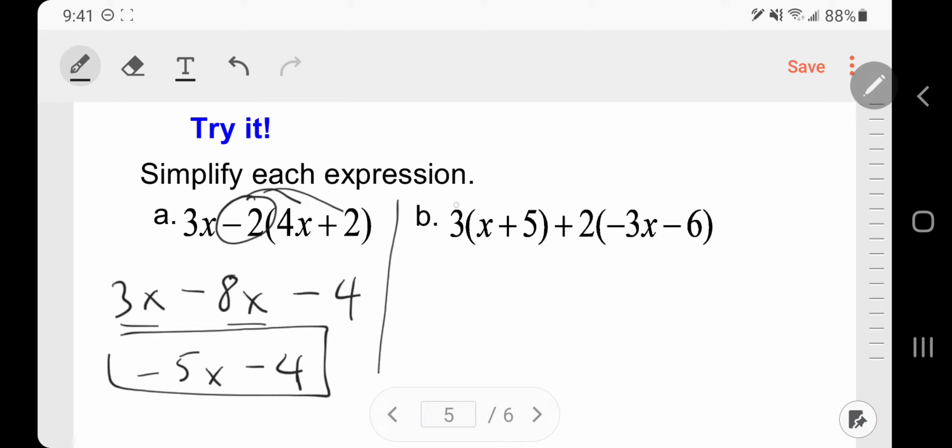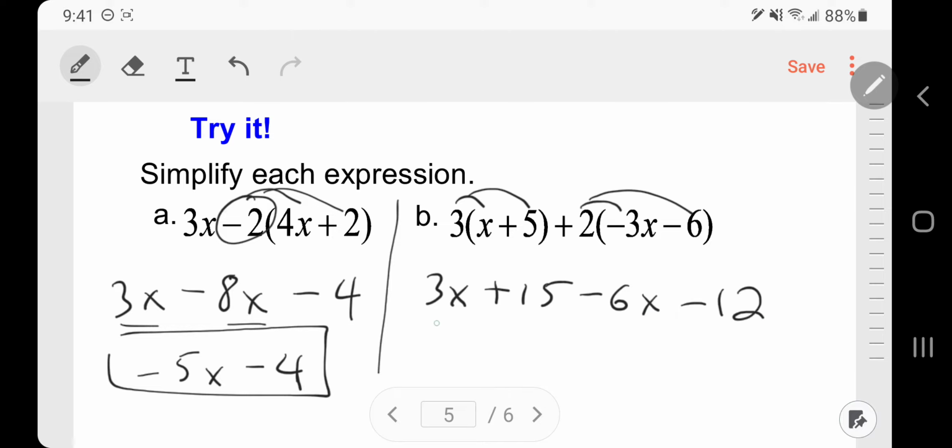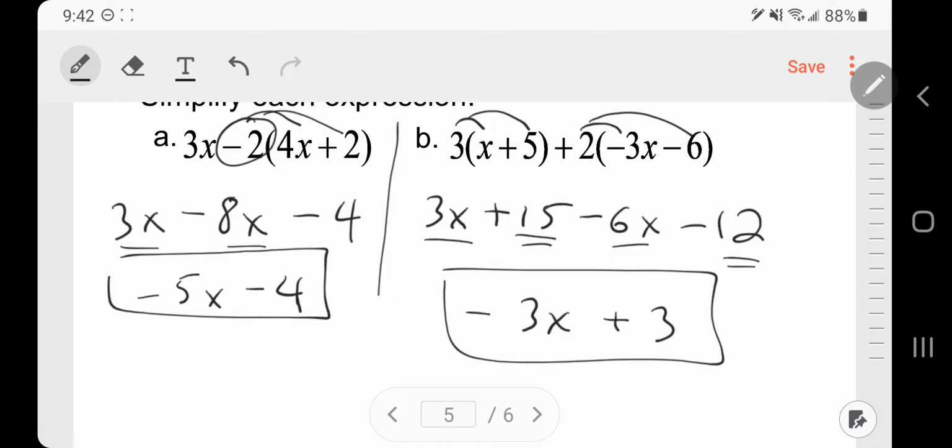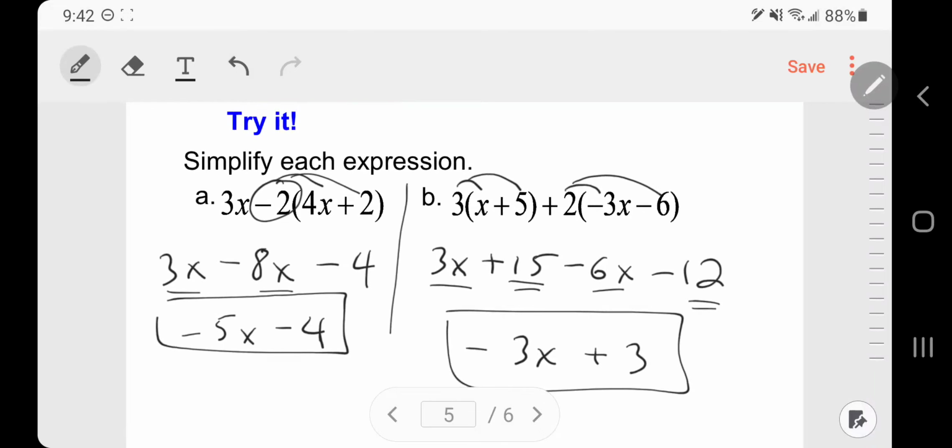And in the last one, again, parentheses is the first thing you deal with. Whenever you have parentheses, distributive property, 3x, when I do 3 times x, 3 times 5 is 15. Distribute this positive 2. Okay, so 2 times negative 3x is going to give me a negative 6x. And 2 times negative 6 is a negative 12. Combine my like terms. I get negative 3x. 15 and negative 12 is going to give me a positive 3. And again, final answer here because there is no more like terms to combine.